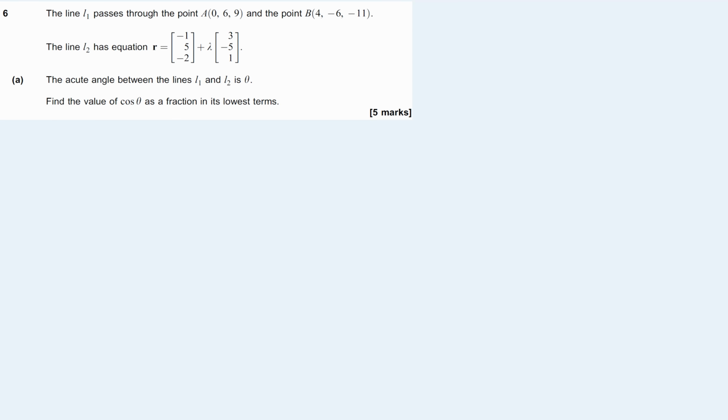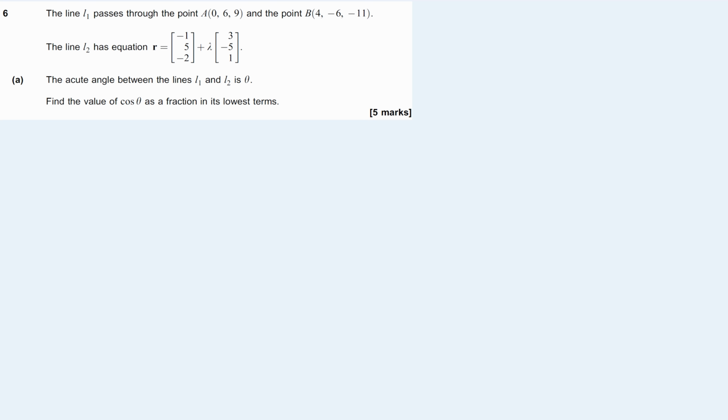Question 6 then is our vectors question. Now I'll apologise at the outset for the presentation of this question. I haven't planned how it's all going to look. It looks okay on a piece of paper, but on the tablet it's going to perhaps look a bit bizarre. So I'm just going to do my best. We might be jumping around a little bit, particularly at the end.